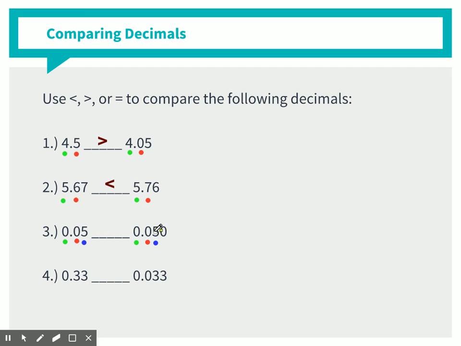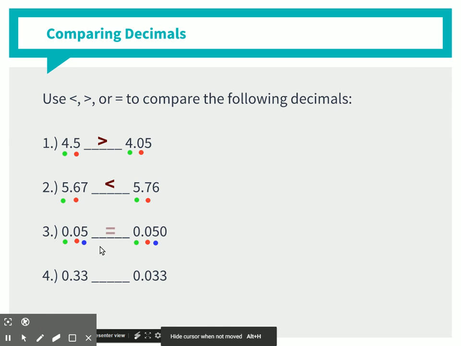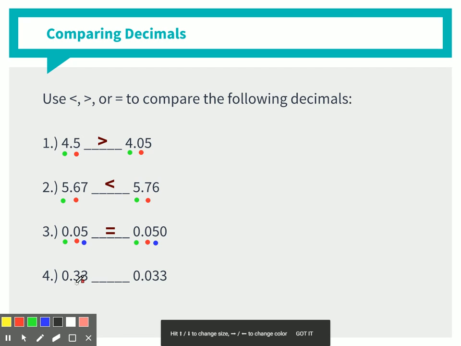So what this means is that these two numbers are exactly the same. Okay, they're exactly the same, because if I drop this 0 on this problem, it'd be 0.05. Or if I added a 0 on this one, it would also be 0.050, like the one on the right. So let's look at one more.